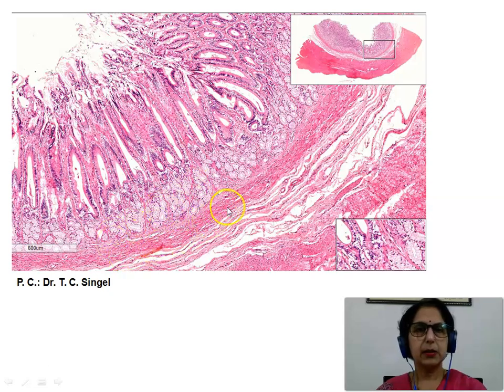the muscularis mucosae, the submucosa, and the muscularis externa.